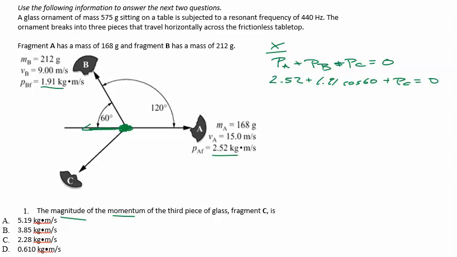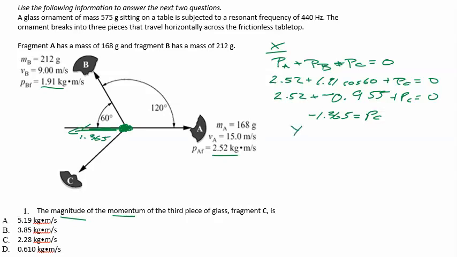Okay, so you got 2.52 negative 0.955 plus PC is equal to 0. And what you find here is that the value here is negative 1.365 is equal to PC. That is the momentum of C in the x direction, 1.365. It is negative because it is going in that westerly direction.